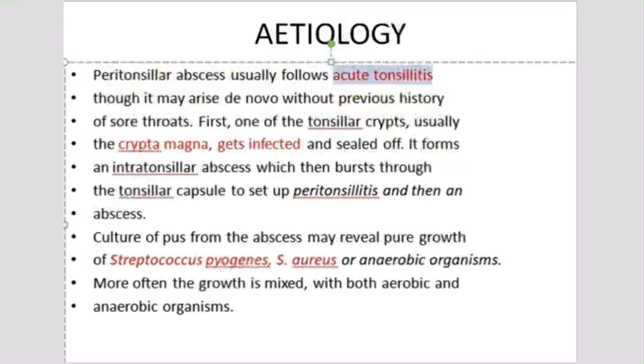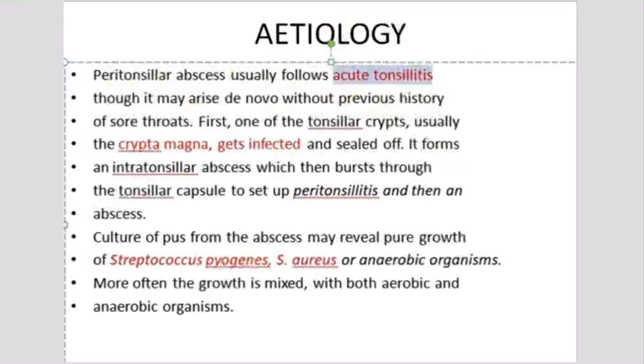The culture of pus from the abscess may reveal a pure growth of Streptococcus pyogenes, Staphylococcus aureus, or anaerobic organisms. So you can see both aerobic and anaerobic organisms play a role in the formation of quinsy. When you do the culture of this pus, you can find both aerobic and anaerobic organisms, that is Streptococcus pyogenes and Staphylococcus aureus, along with some anaerobic organisms as well. More often the growth is mixed, with both aerobic and anaerobic organisms.